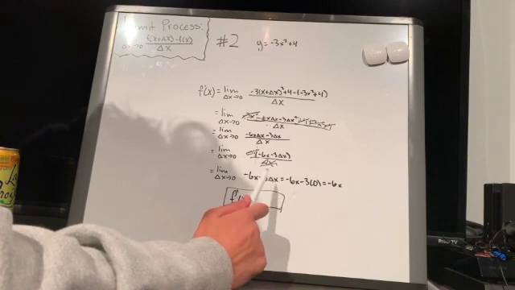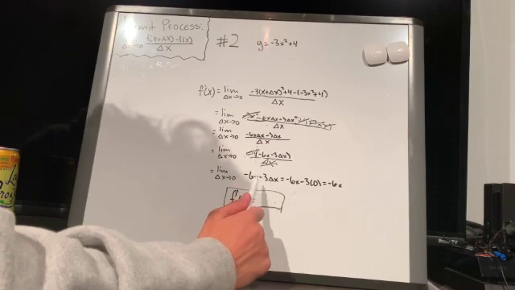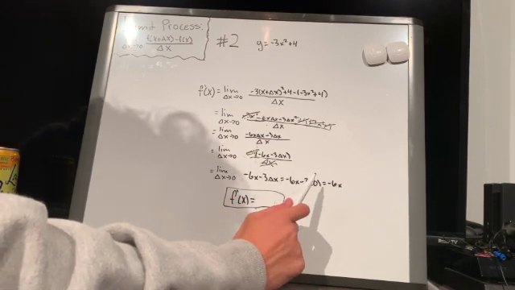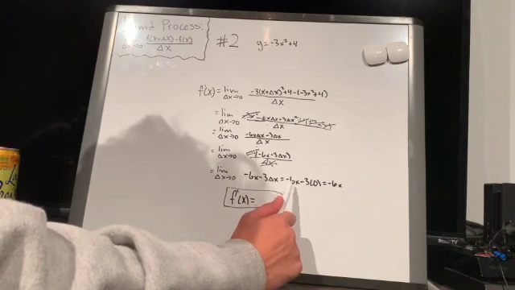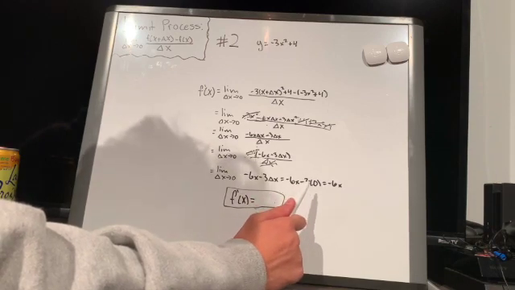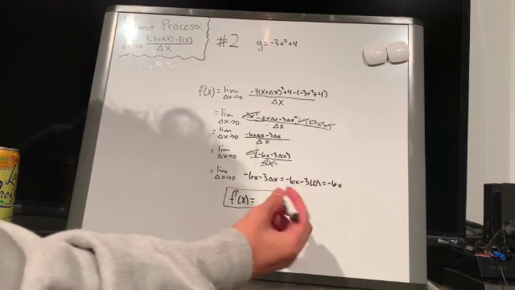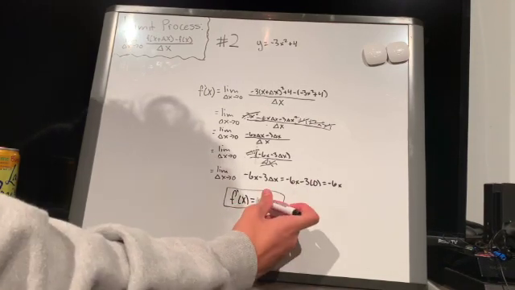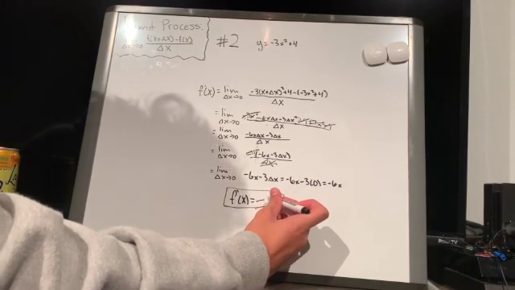And since we're trying to find the limit of delta x as it approaches 0, we plug 0 in for delta x, which gives us negative 6x minus 3 times 0, which is negative 6x. So the derivative of this would be negative 6x.